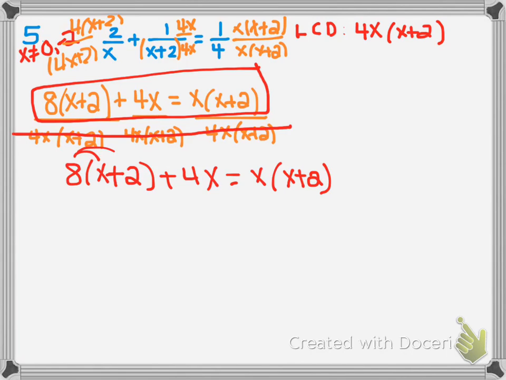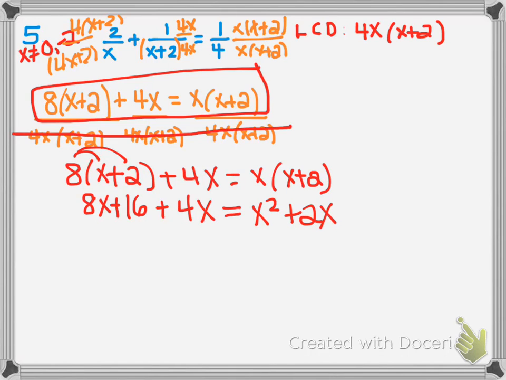So I'm going to distribute the 8. And then I'm going to distribute the x. So since we just created a quadratic over here on the right side, all of the left needs to come over to the right, which gives us x squared minus, what's that, 12, so minus 10x minus 16.